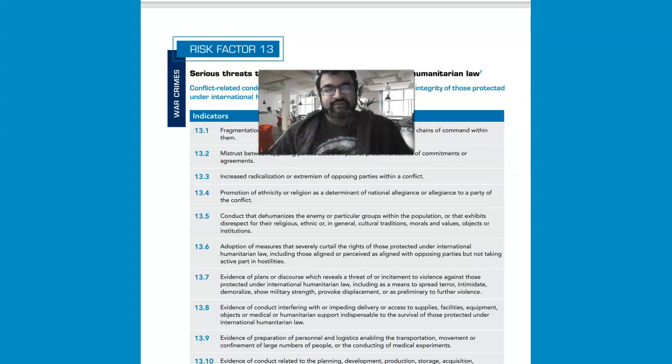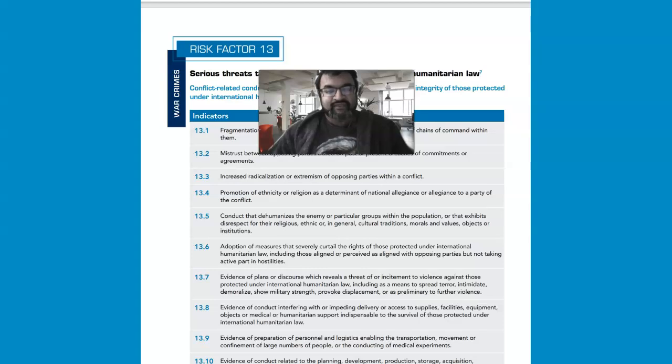13.2 mistrust between opposing parties based on past or present breaches. Number 13.3 increased radicalization or extremism. 13.4 promotion of ethnicity or religion as a determinant of national allegiance or allegiance to a party. 13.5 conduct that dehumanizes the enemy or particular groups within the population, or that exhibits disrespect for the religion, ethnic or cultural tradition, moral values, objectives, or institutions.